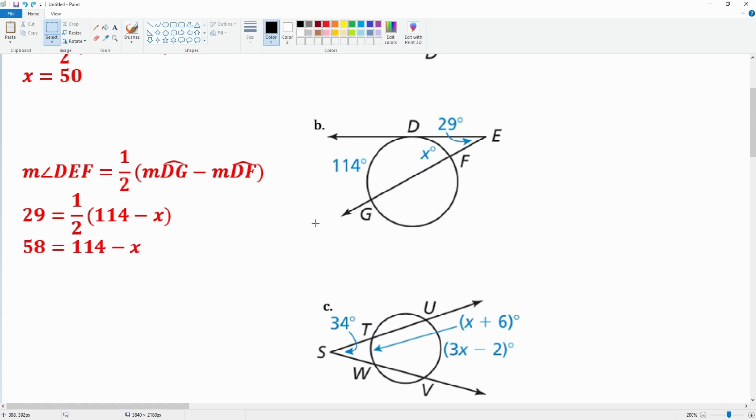Equals 58 equals 114 minus x. Minus 114 on both sides, you get negative 56 equals negative x. Divide both sides by -1. You get x is equal to 56.